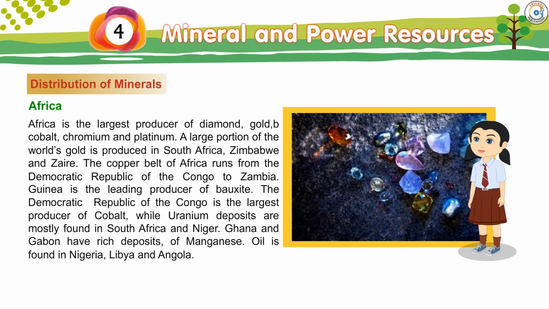Africa. Africa is the largest producer of diamond, gold, cobalt, chromium and platinum. A large portion of the world's gold is produced in South Africa, Zimbabwe and Zaire. The copper belt of Africa runs from the Democratic Republic of the Congo to Zambia. Guyana is the leading producer of bauxite. The Democratic Republic of the Congo is the largest producer of cobalt, while uranium deposits are mostly found in South Africa and Niger. Ghana and Gabon have rich deposits of manganese. Oil is found in Nigeria, Libya, and Angola.